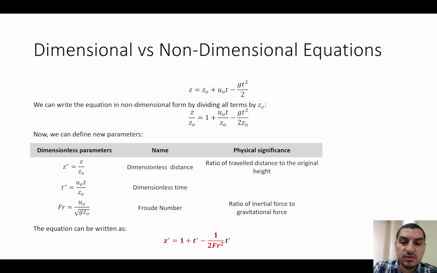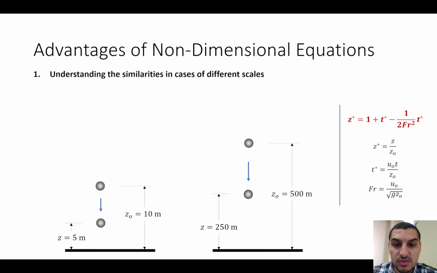So comparing this equation to the dimensional equation, there are some advantages that we have when we express the equation in this form relative to the dimensional form. One of the very important advantages of this expression in dimensionless form is that, using this equation, we can understand the similarities in the case of different scales.